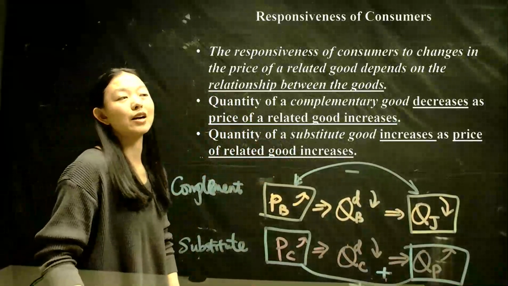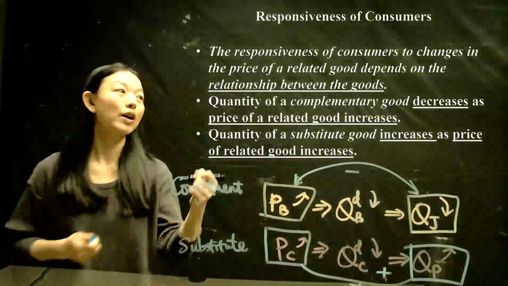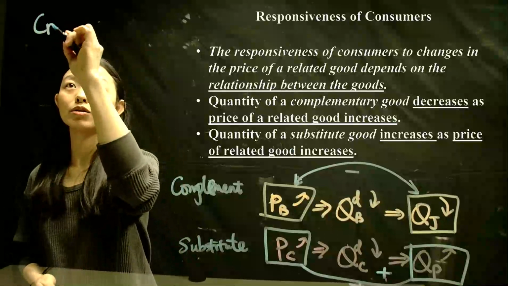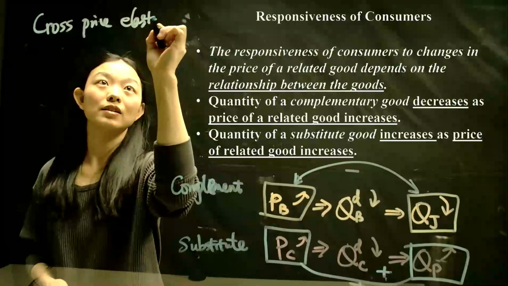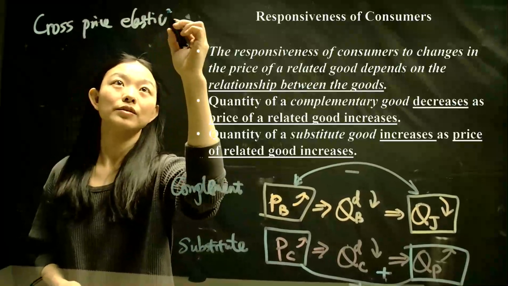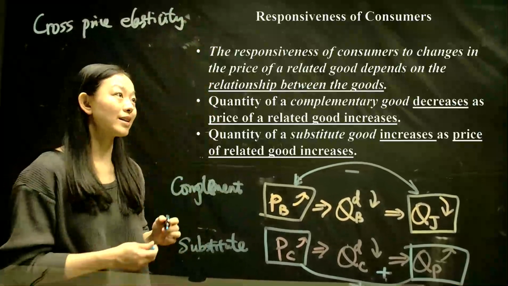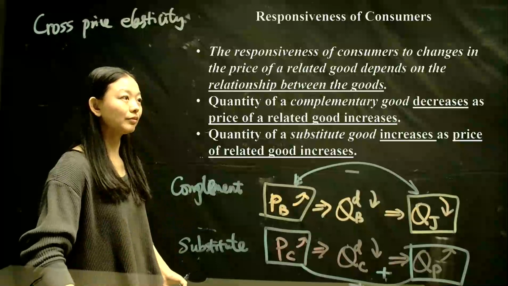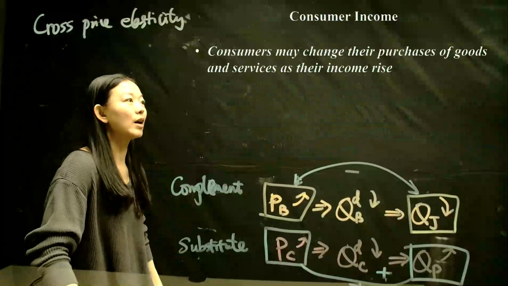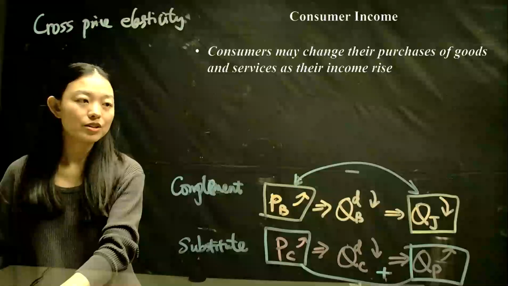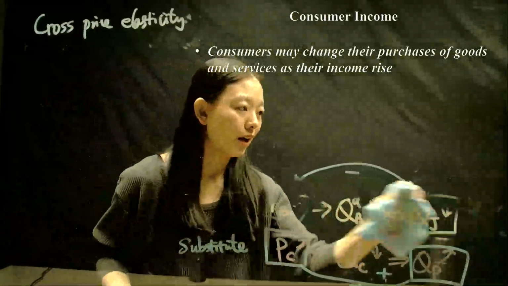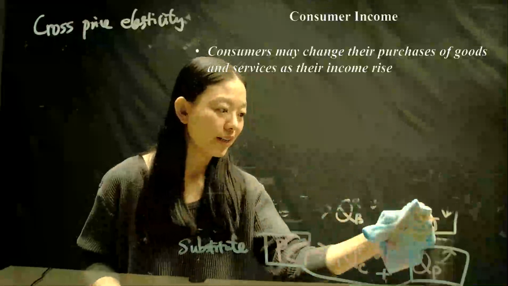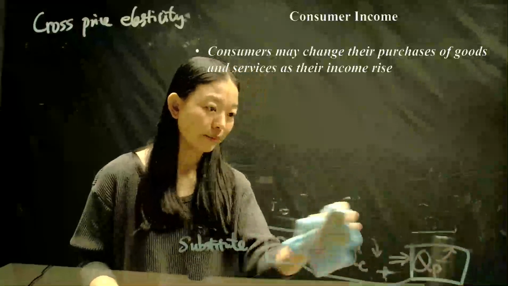So this is the cross price. Sometimes in some textbooks it's called cross price elasticity. Another one comes from income elasticity. So income elasticity talks about the demand of the goods related to consumer income.